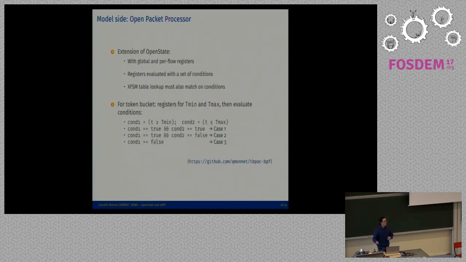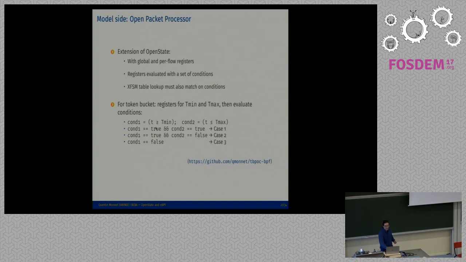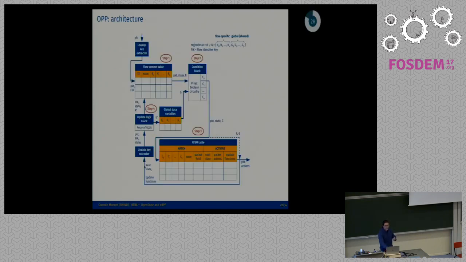So we also need more things on the modeling side. We have to use the extension of OpenState. It's called Open Packet Processor. So it's an extension. We will use everything from OpenState plus global and per-flow registers, which are like variables. And these registers are evaluated with a set of conditions. And the results of those conditions will be used to match in the XFSM lookup. So for the token bucket, we have two registers, tmin and tmax, that correspond to those values here and there that define the boundaries of the time window at every moment. So we can have conditions with those variables. And we can evaluate those conditions, and depending on the result, true or false, we will match or not in the XFSM table.